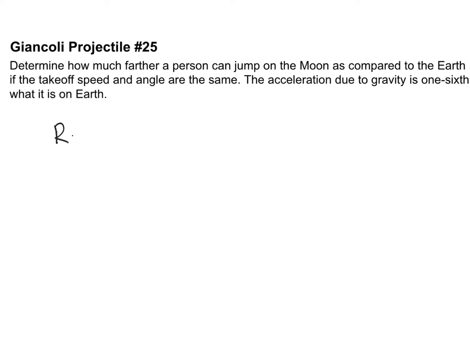This question is all about the level horizontal range formula for a projectile. So how much farther can a person jump? They're keeping the speed the same, they're keeping the angle the same, so they're keeping everything in the numerator the same. The only thing we're changing is that we're doing this experiment on the moon instead of the Earth, and they're saying that the gravitational acceleration is 1/6 as much on the moon versus on the Earth. So how is that going to affect the range?